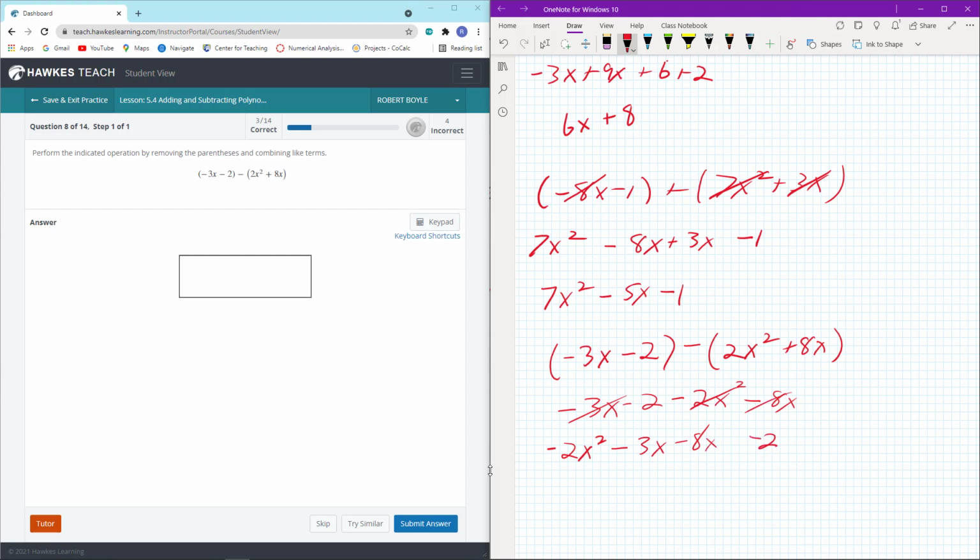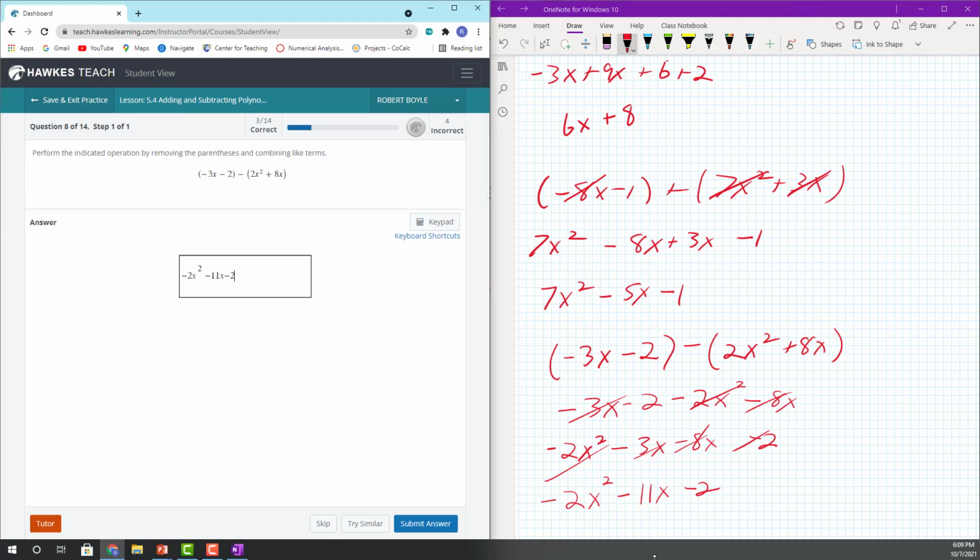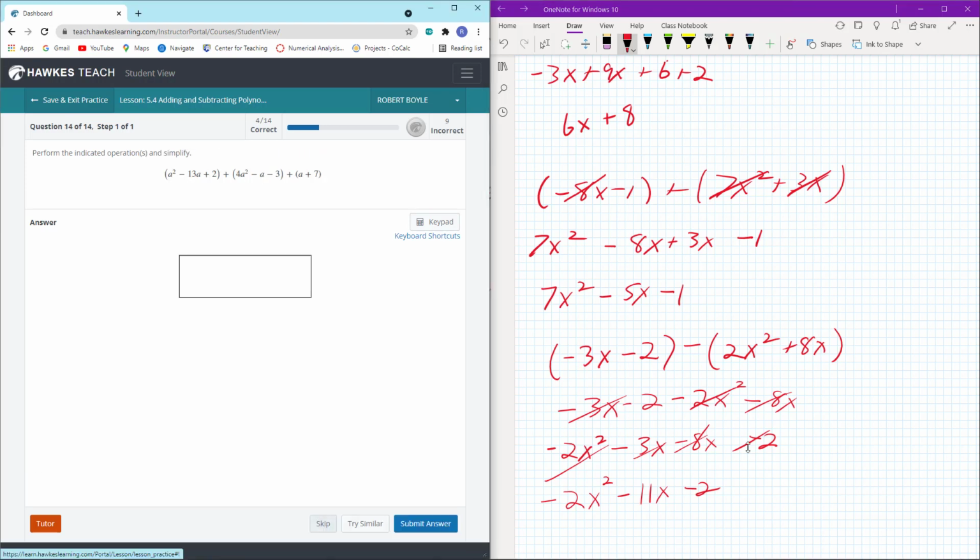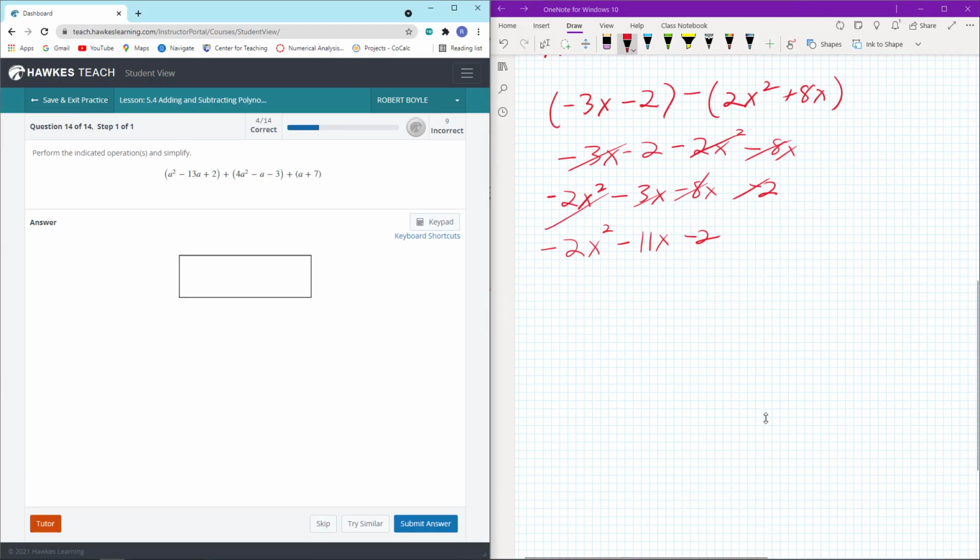Okay, now there's only one negative 2x squared, so we'll just put that there. We have a minus 3x minus 8x. We combine those to negative 11x, and then we just have minus 2 by itself, and that should be our answer. And there you go. Okay, and let's take a look at this one last problem.